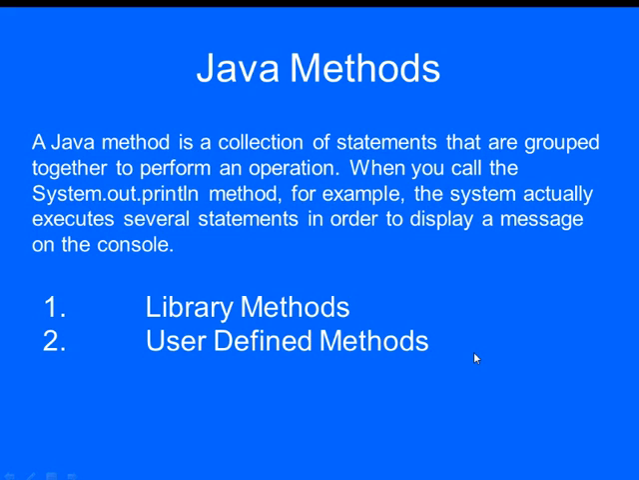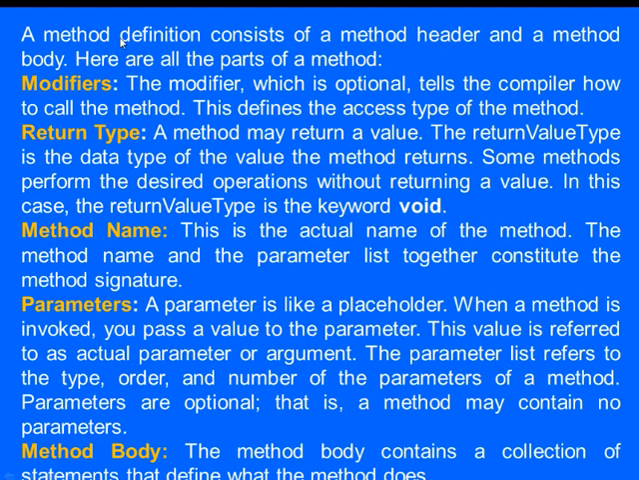It means we can define our own set of statements called methods to carry out or to solve a particular problem. A method definition consists of a method header and a method body. Here are all the parts of a method. First one is the modifier. The modifier, which is optional, tells the compiler how to call the method. This defines the access type of the method, if it is private or public or something like that.